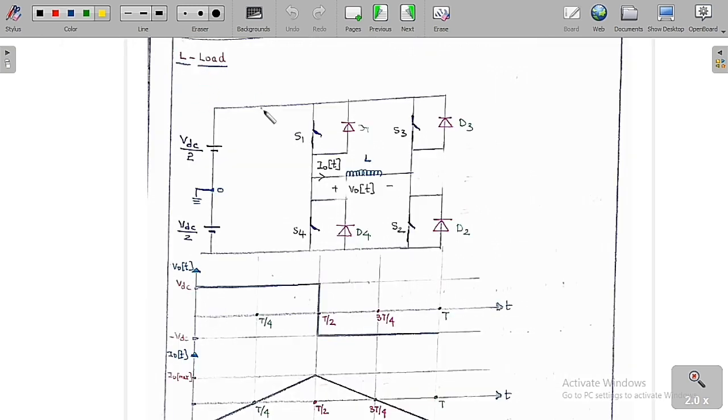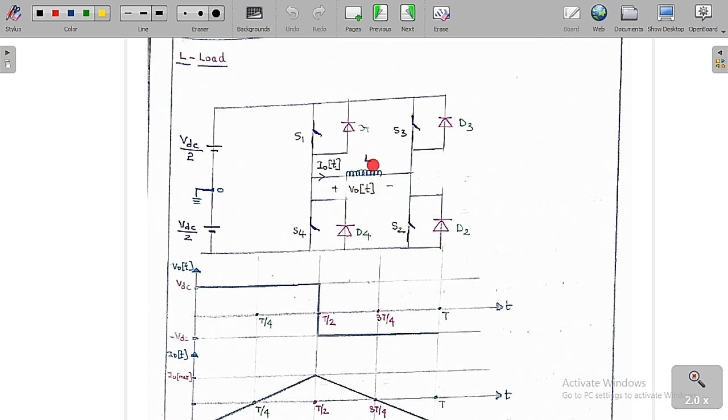Now we are going to study the inductive load. Here we replace the resistor load by the inductive load in the single phase full bridge voltage source inverter, and then we are going to analyze this circuit. So this is VDC by 2. This is the ground potential, or the neutral point, or a reference node. This is switch S1 and switch S2, switch S3 and switch S4, and diodes D1, D2, D3 and D4.